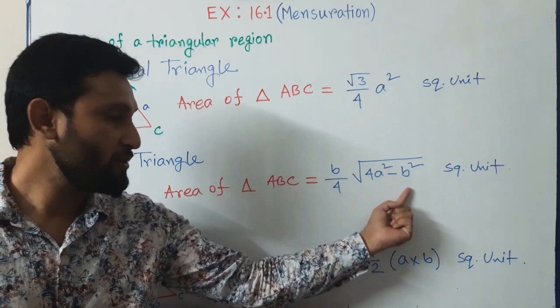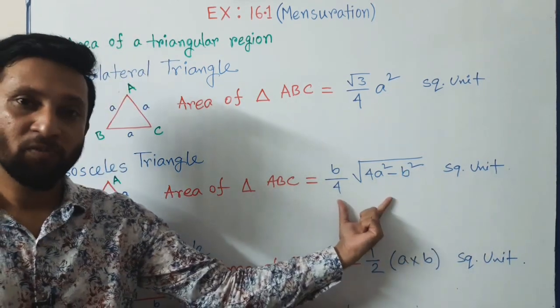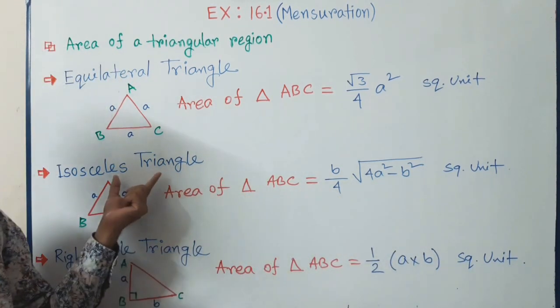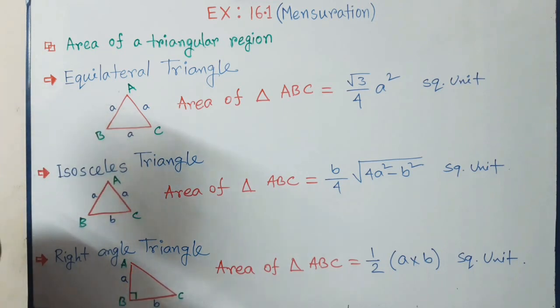Minus b square, that means base square, and then square unit. This is the formula of area of isosceles triangle. Okay, now right angle triangle, area of a right angle triangle.